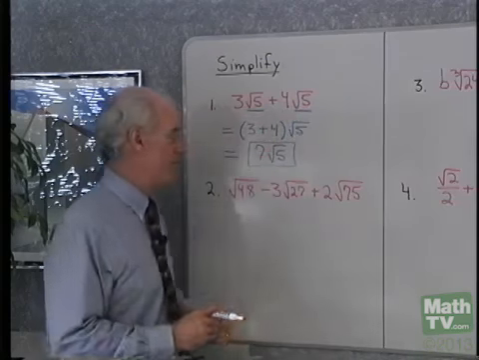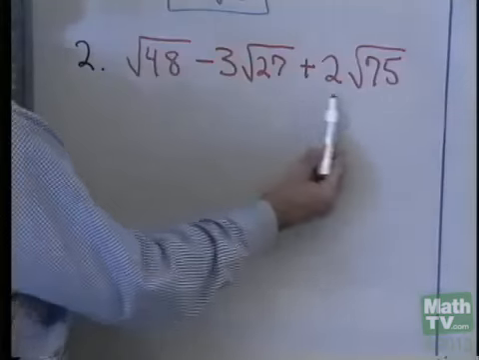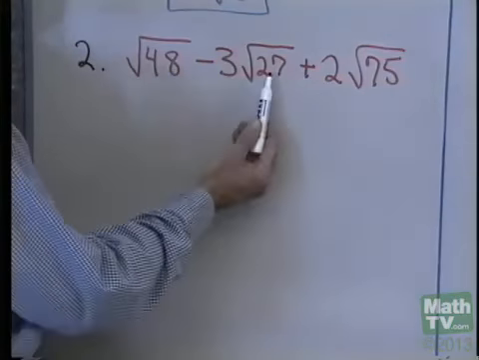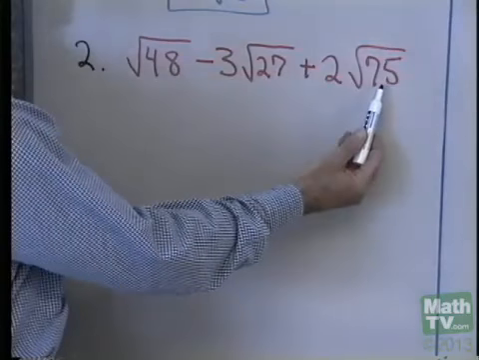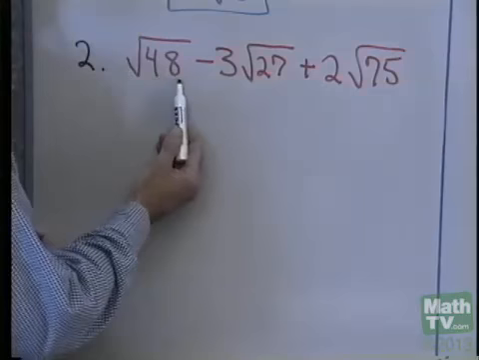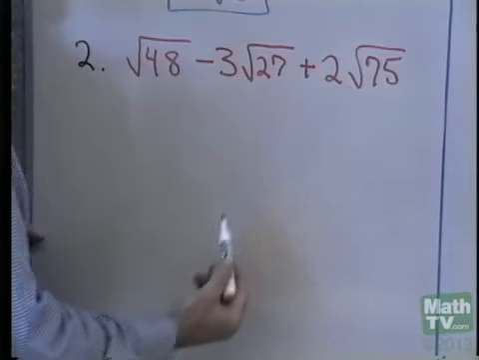Let's look at another problem. Here I want to combine or simplify this expression if I can. Now I see I have square root 48, square root 27, square root 75. I can't combine them the way they are. Maybe I'll be able to do it if I put each of these radicals in the simplified form.